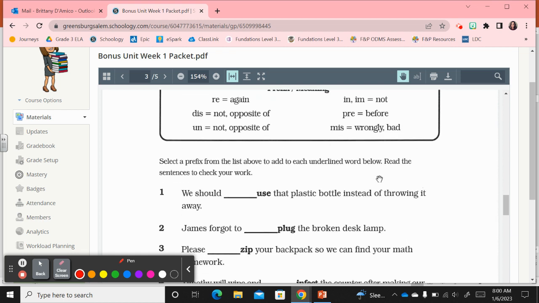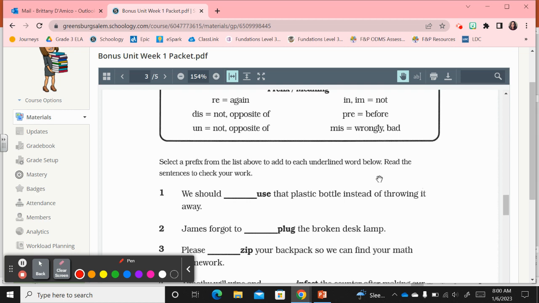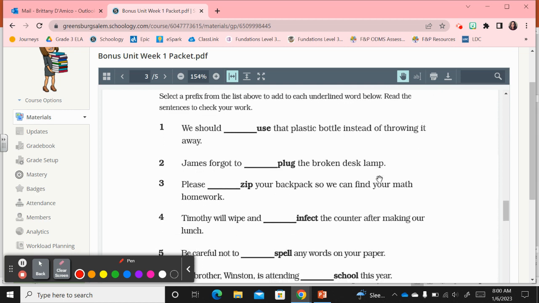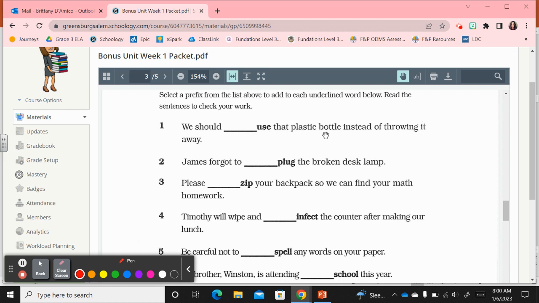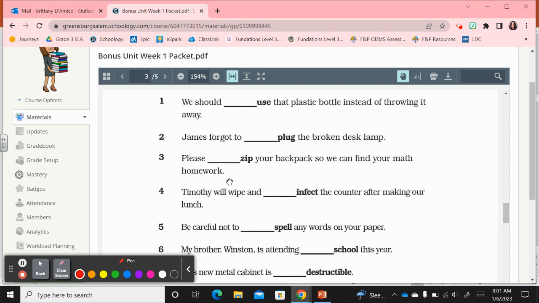Okay, so it says select a prefix from the list above to add to each underlined word below. And then read the sentence to check your work. All right, so number 1 says, we should blank use that plastic bottle instead of throwing it away. I think they want you to use it again. So which prefix would that be? Correct. Re. R-E. Perfect.